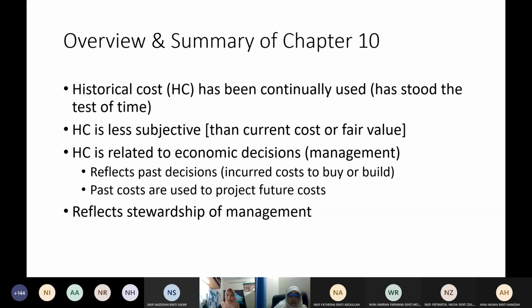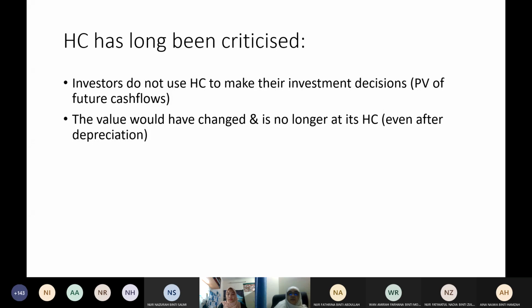Basically, we know what the cost is in the current year, and we try to project future costs. So generally, this is how historical cost is useful. It also reflects the stewardship of management, whether they have utilized their management abilities to manage this cost properly. Historical cost reflects what management has done in the past. So we know that historical cost has stood the test of time, but it has also been criticized.